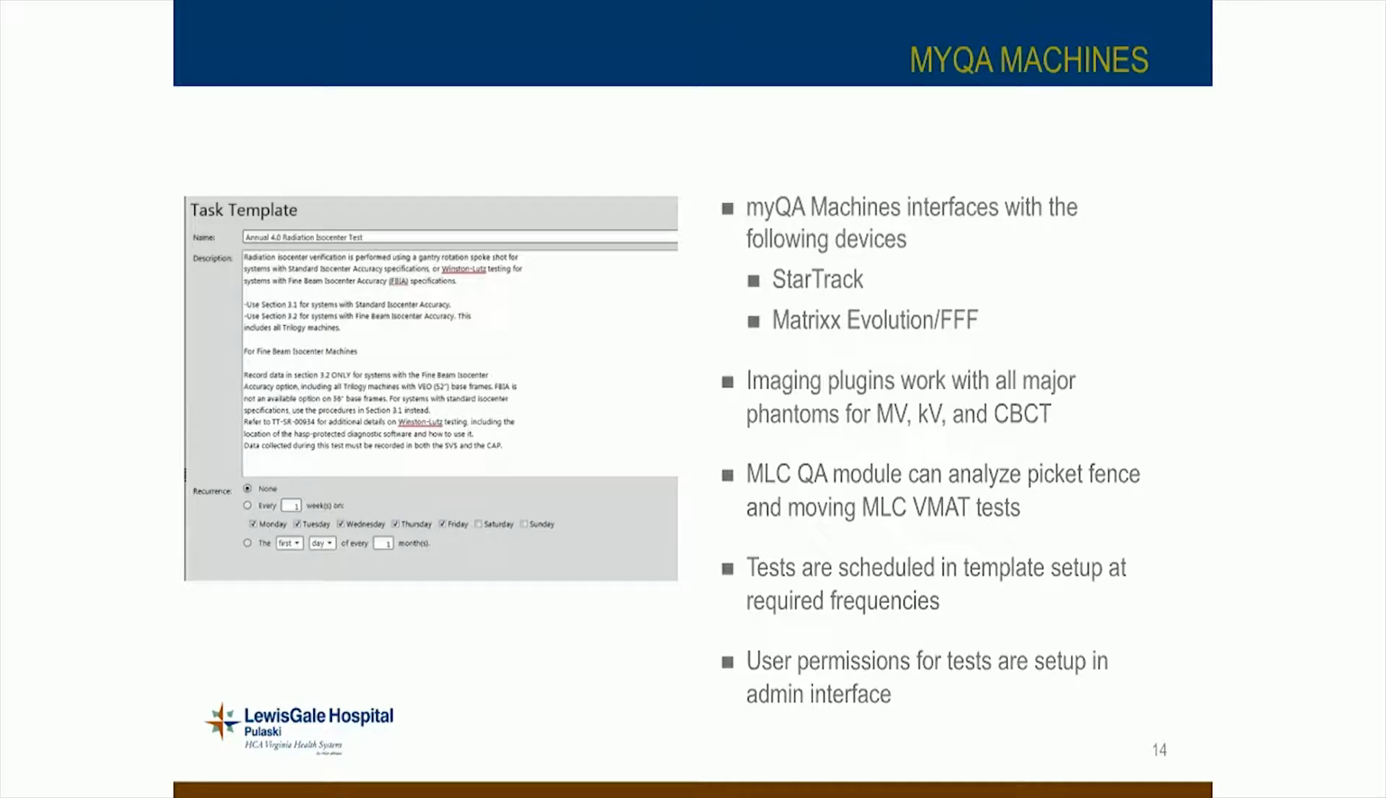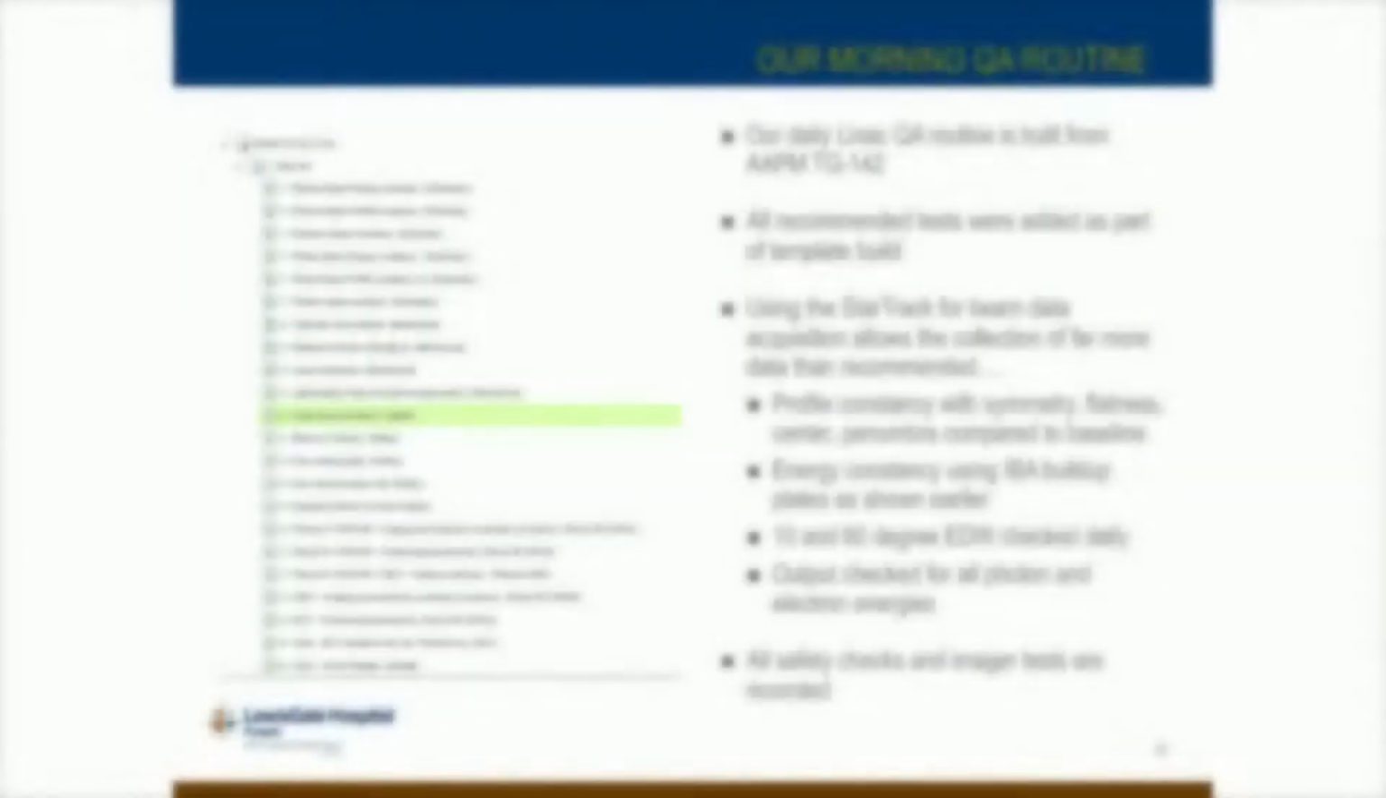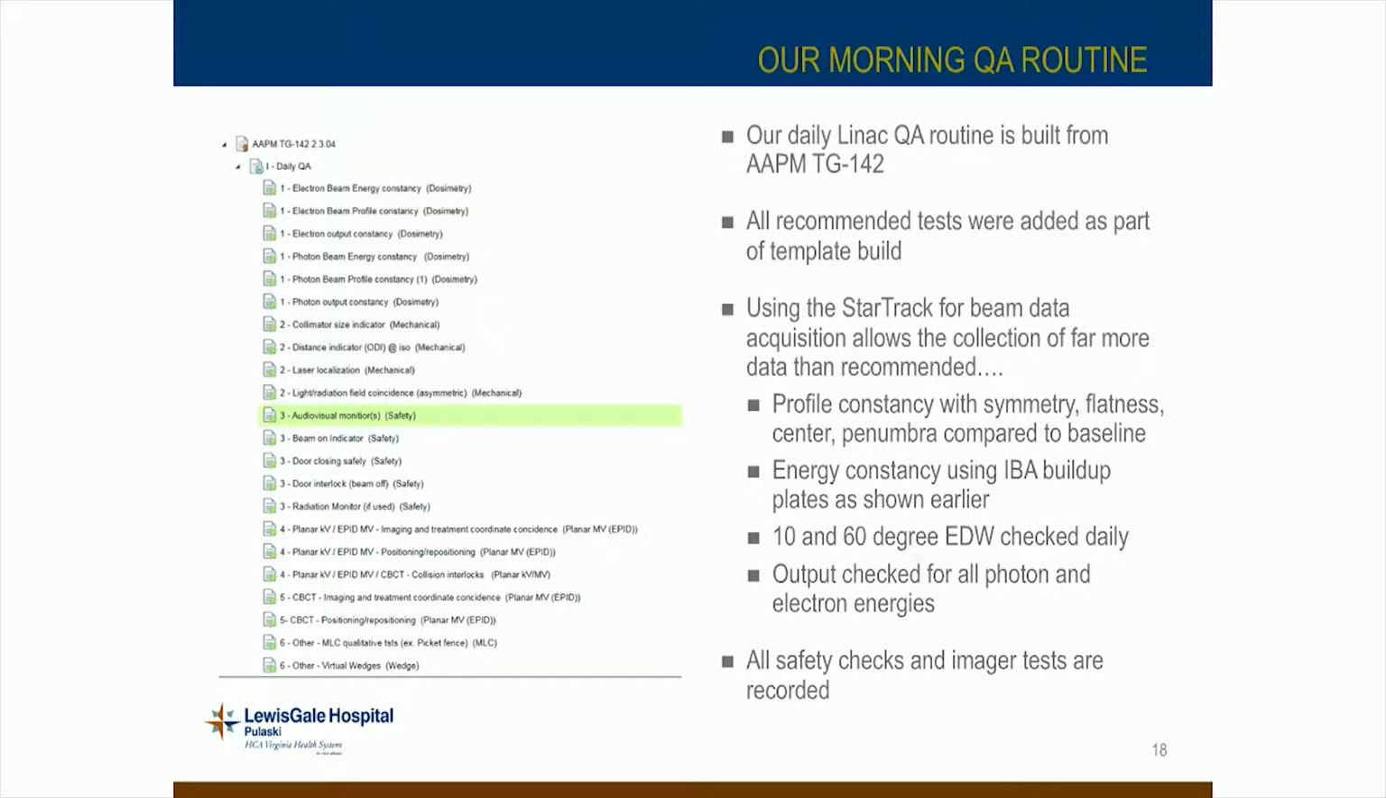Your MLC module can analyze picket fence tests, moving MLCs, VMAT tests, Ling test, all those are available. So this is our morning QA routine. And so this is built from TG142. All recommended tests were added as part of this template. We tried to be as close to this task group report as we could for morning QA, and then added some stuff on top of that.